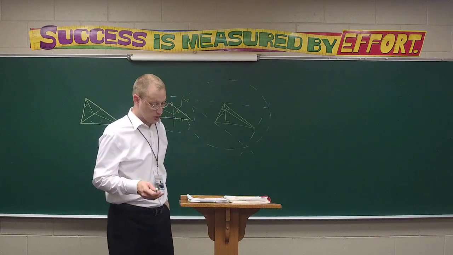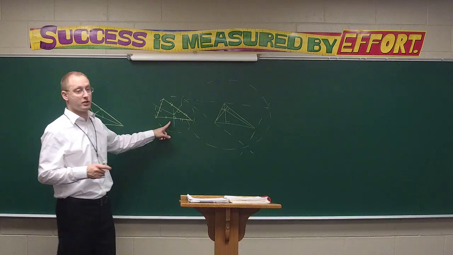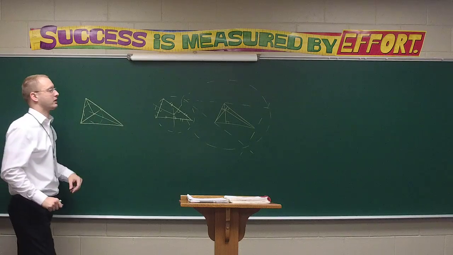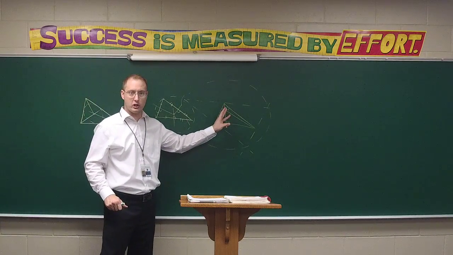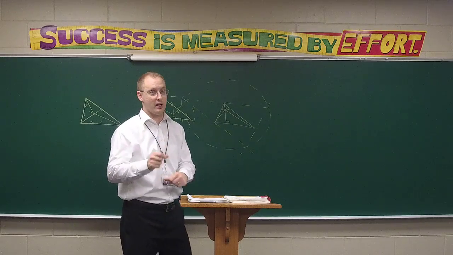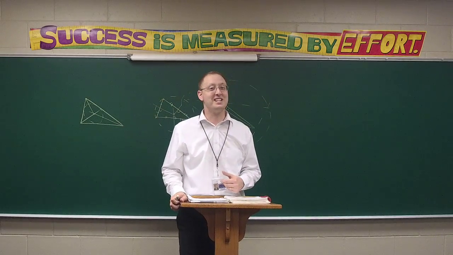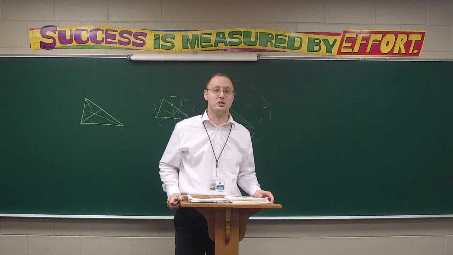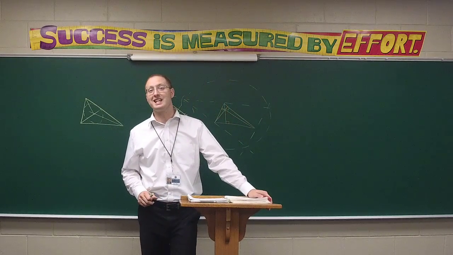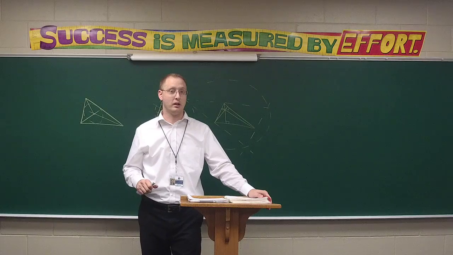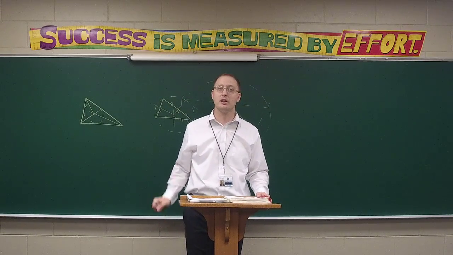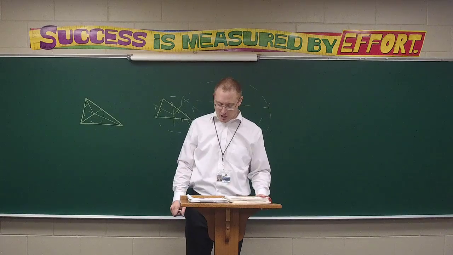So the orthocenter. So three centers. Circumcenter, perpendicular bisectors. Incenter, angle bisectors. Orthocenter, altitudes. Or maybe you need to know them the other way, or really both ways. Maybe you need to know that the altitudes intersect at the orthocenter, that the perpendicular bisectors intersect at the circumcenter, and that the angle bisectors intersect at the incenter. Okay, make sure you know those.